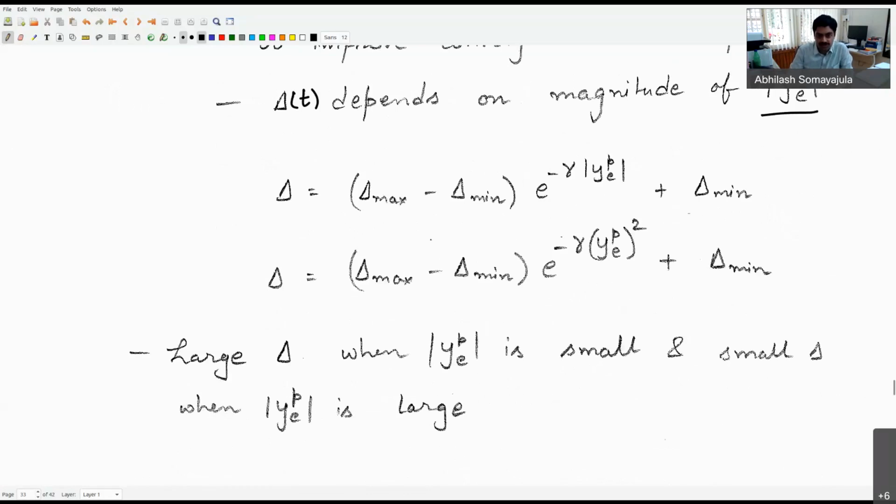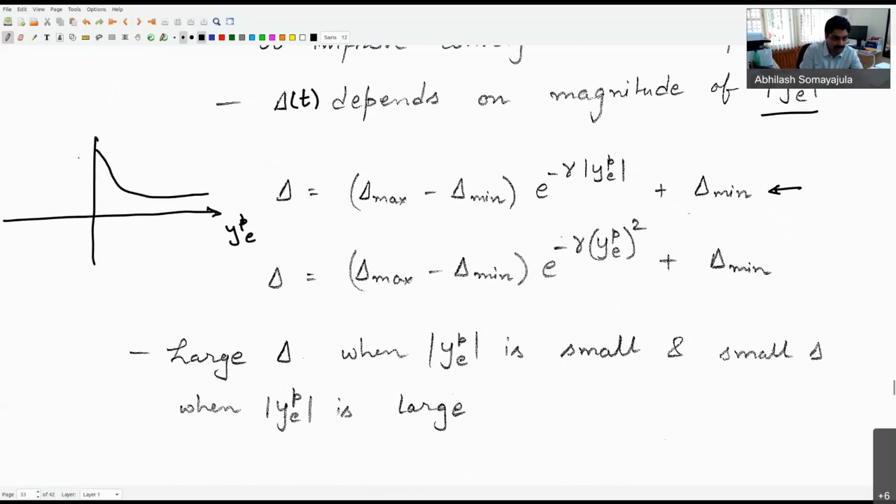Okay, so if I choose something like this function, which you see here, and if I plot it versus y_pe, you'll see that this function looks something like that. And maybe not exactly like that, maybe something like that. And similarly, it looks the same way on the other side. So it asymptotically reaches the value of delta min, but starts at the value of delta max. It's a simple exponential function.